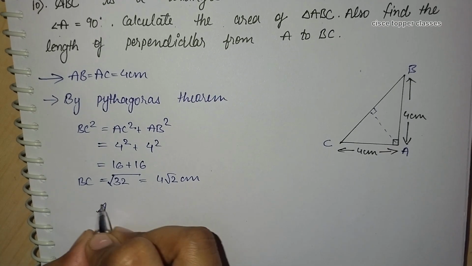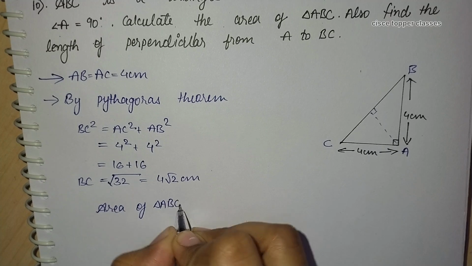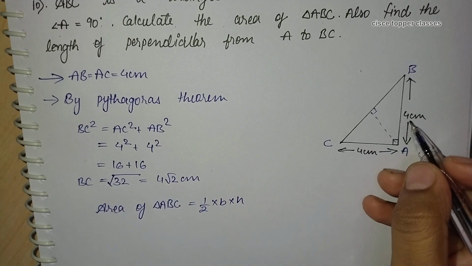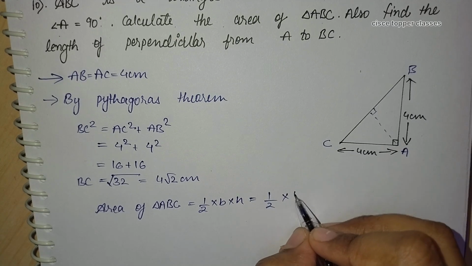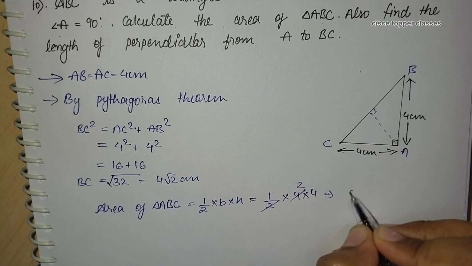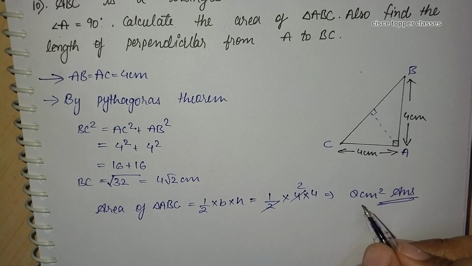Here we will find firstly the area of triangle ABC. This is half of base into height. So from this base and height we can find the area. So base here is 4, and this height is also 4. So we can just cancel out this and it will be 8 centimeter square. From there we find the area of this triangle ABC.